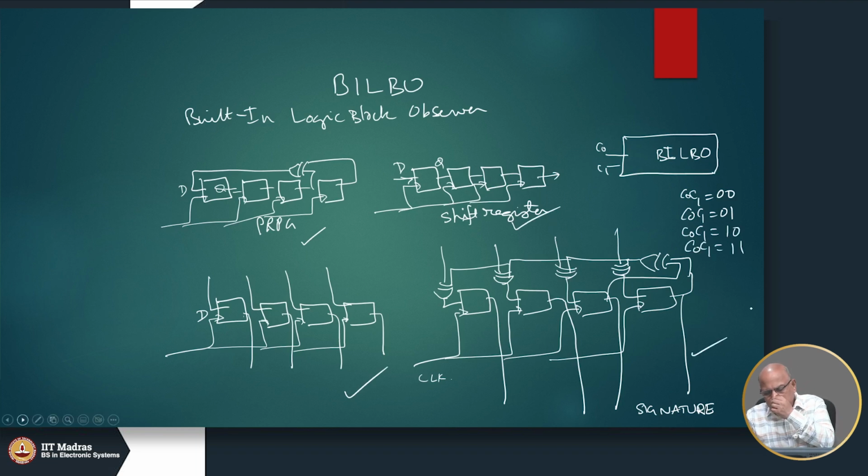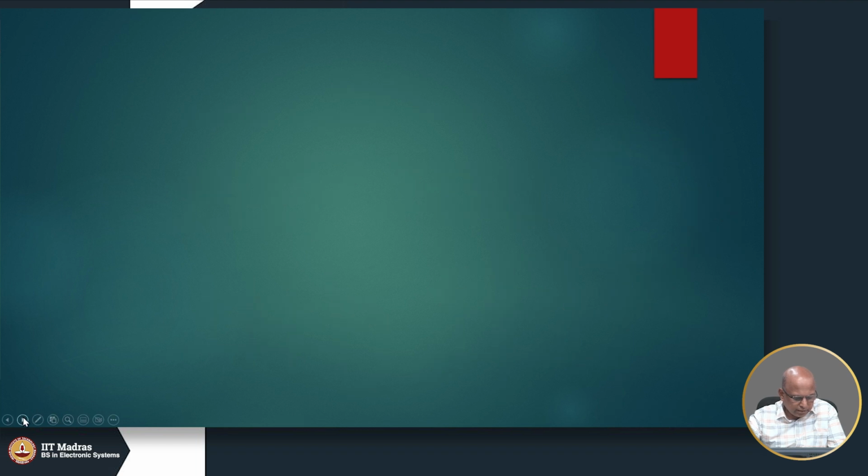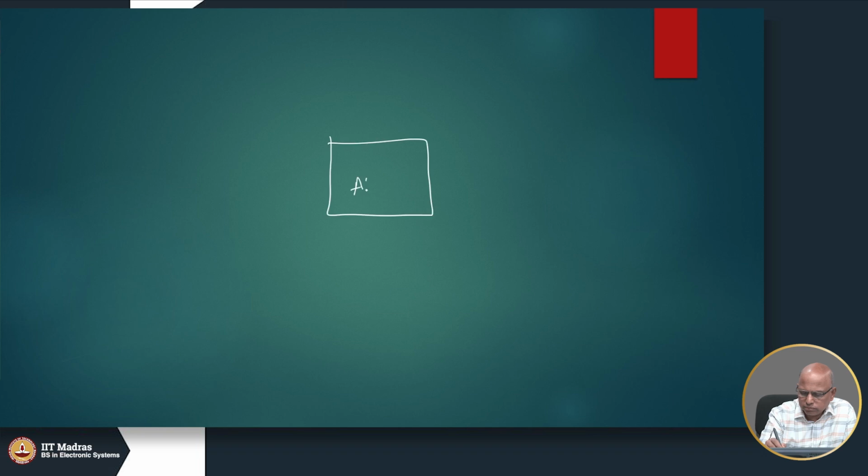Okay. So we could build such a BILBO register, and that can be a good building block for BIST. Okay, so this is possible. So what we will do then is, suppose we have a circuit, let us say an ALU, which receives two registers and produces one output. So there are three registers, R1, R2 and R3.